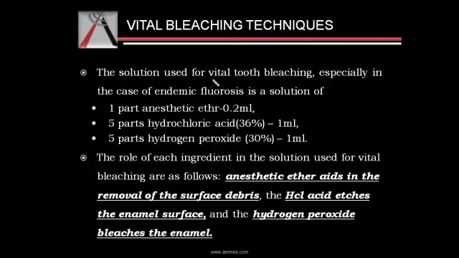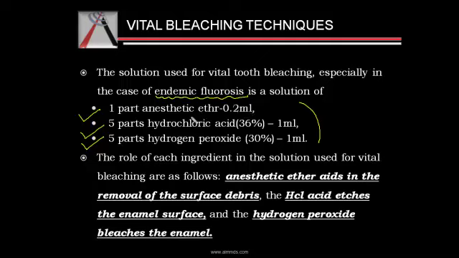The solution which we use for the vital bleaching, especially in the cases of endemic fluorosis, is a solution wherein we have 1 part of anesthetic ether, 5 parts of hydrochloric acid, that is 36%, 5 parts of hydrogen peroxide, 30%. So this is a combination of vital bleach used, and let's talk about what role each ingredient plays.